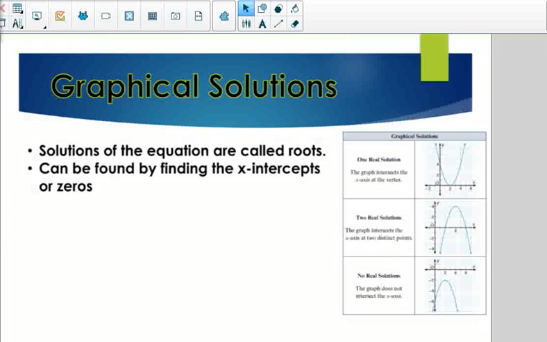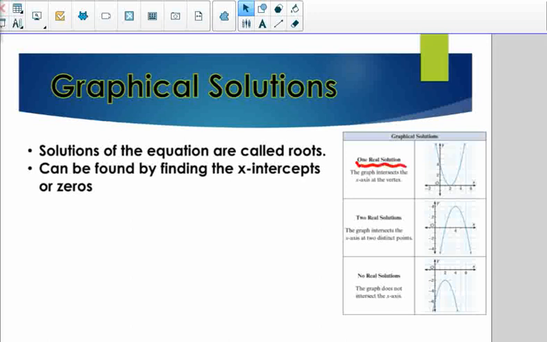So the solutions of the equations are also called our roots, which we just learned a few lessons ago. They're also known as our x-intercepts. So when y is 0, what is our x? And so those are also known as our zeros. So when they're asking you to find the solutions, they can be described 3 different ways.